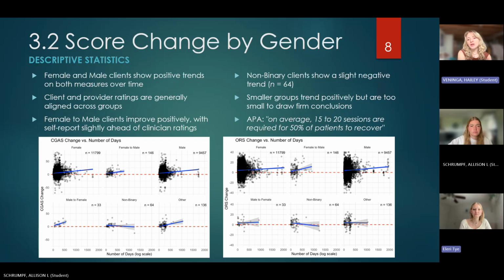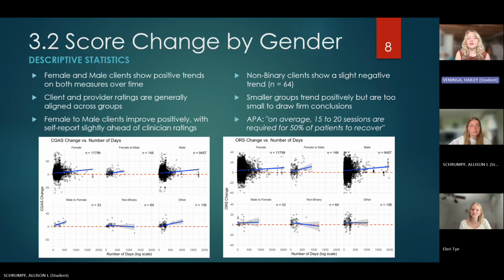Looking at ORS and CGAS change by gender. Female and male clients make up the vast majority of our sample, over 11,000 and 9,000 cases, and both show slightly positive trends on both measures. Then female-to-male clients also trend positively, but self-report scores are slightly ahead of the provider ratings. And the non-binary clients are the only group showing a negative trend, but with only 64 cases, we can't really draw any firm conclusions because any kind of outliers will be heavily skewing that data.